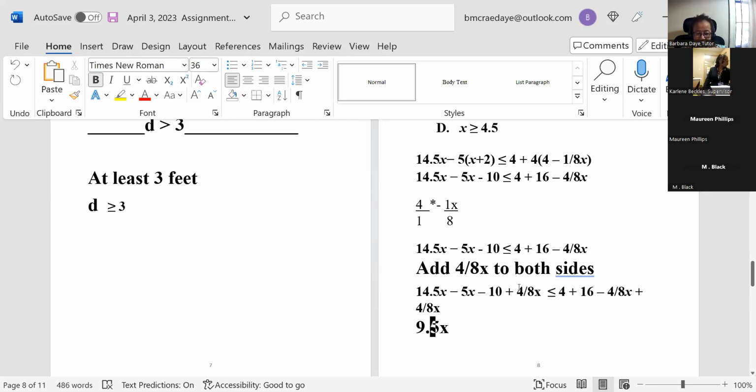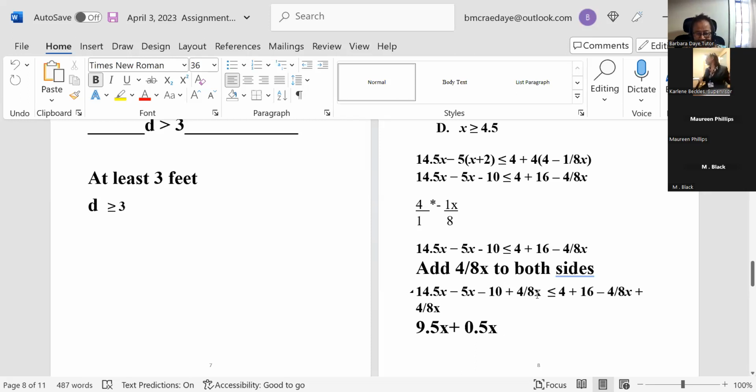Now you've got plus 4/8x, but that 1/2 is the same as 0.5x, right? As a decimal, right, Mercedes? Where, miss? I don't get that part.